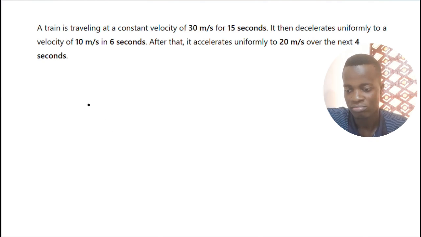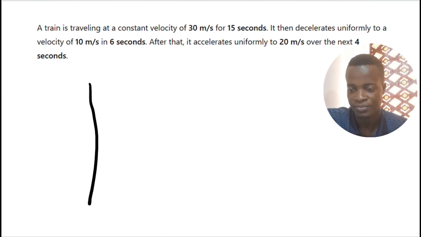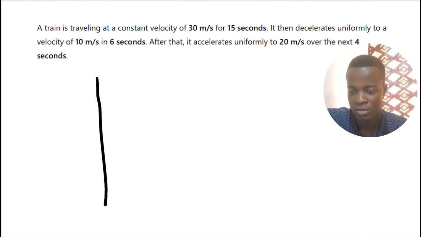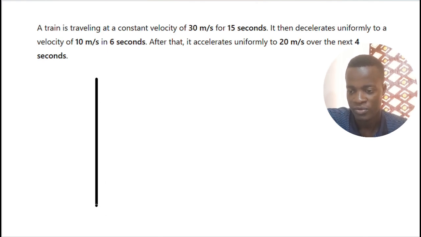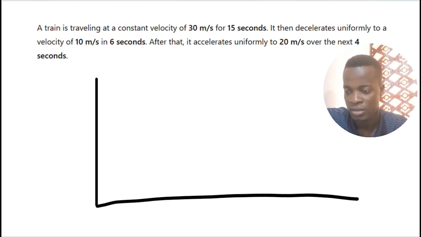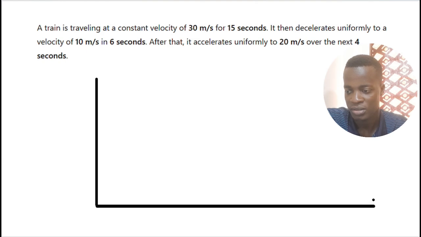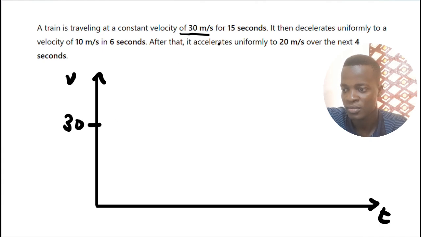So you can quickly pause and then do this one on your own. But then let me quickly do it. So this is not straight. I have something straight like this. So I'm having t and I'm having v here. A truck is traveling at a constant velocity of 30 meters per second. Let me put 30 somewhere here for 15 seconds. So 15.